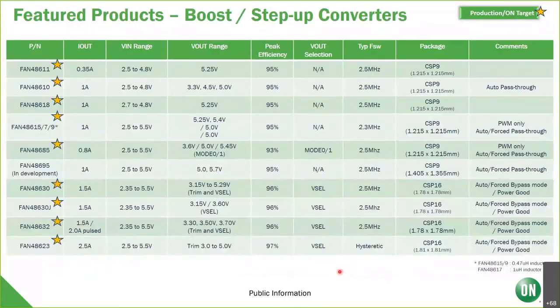And then we also have a number of boosts that are in CSPs: 95% efficiencies, high switching frequencies, a wide input range. Again, these parts right here have a max input of 5.5 volts. So typically these are devices that would probably be facing a 1S lithium ion cell. And then we've got a very varied amount of output currents as well.